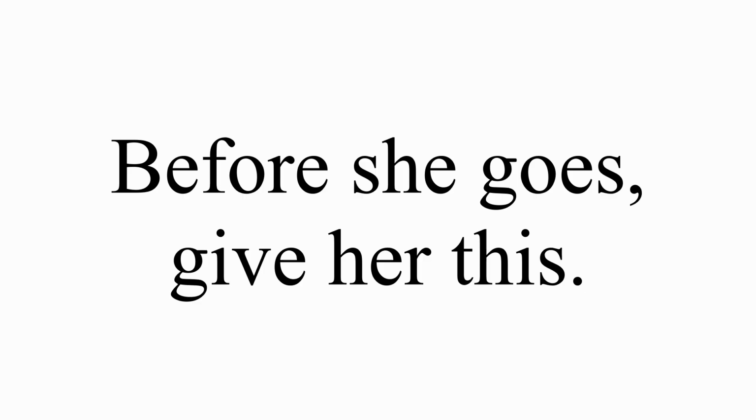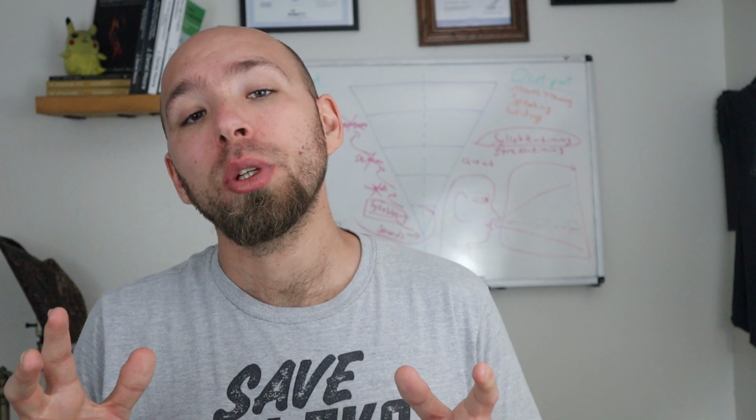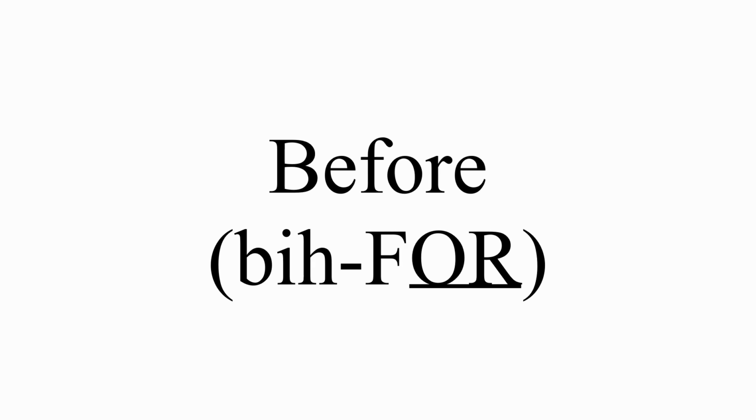Before she goes, give her this. This is important because commas will affect the rhythm. And there's actually a secret here for the comma, which I'm going to get to in a second, that you probably weren't taught before. With "before", the full pronunciation is "bee-FOR", but it commonly reduces.